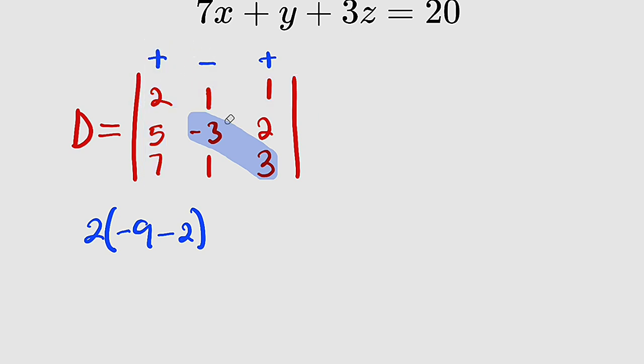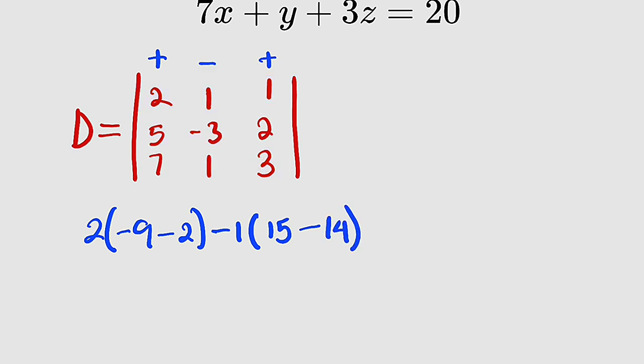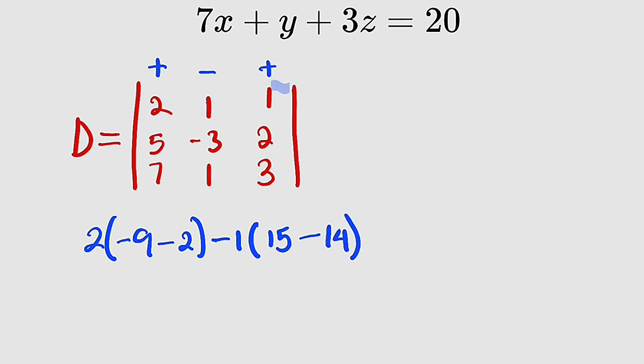Then you move to the second one, which is what? Minus 1. Open your bracket, you close this, you close this. We still have these 4 elements. The determinant will be 5 times 3, which is 15, minus 7 times 2, which is what? 14. Then we move to the last entry here, which is plus 1.